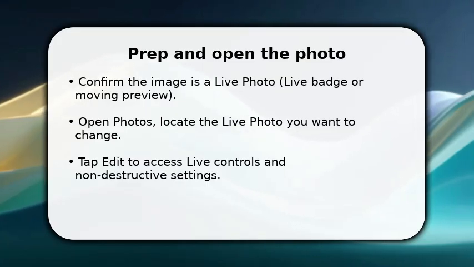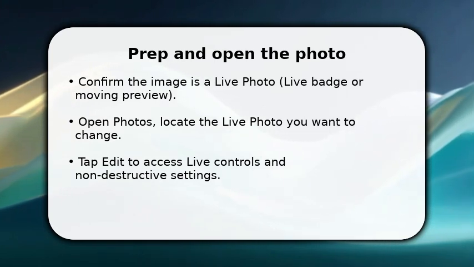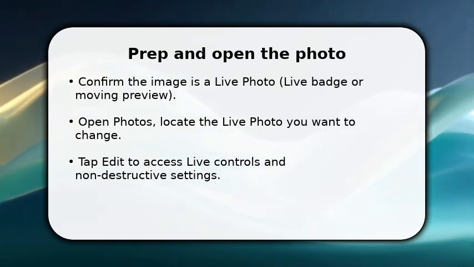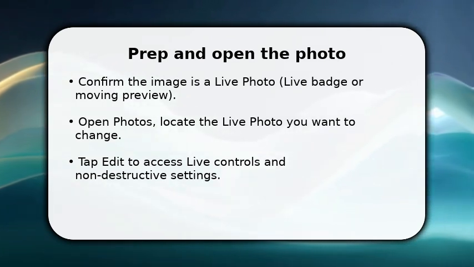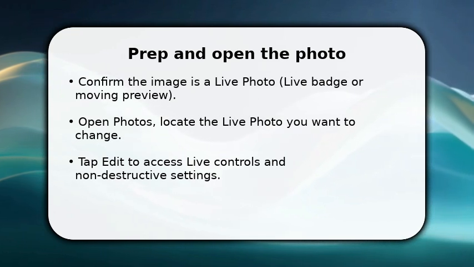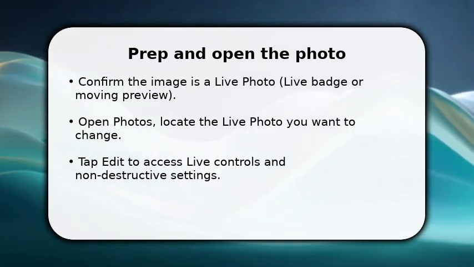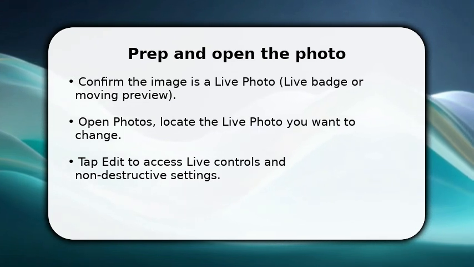You're starting with the photo in hand. Open Photos and find the live photo. Once there, tap Edit to reveal the live toggle at the top center or near the live label. You do this because Edit provides non-destructive toggles, so the original motion is preserved unless you commit a change.